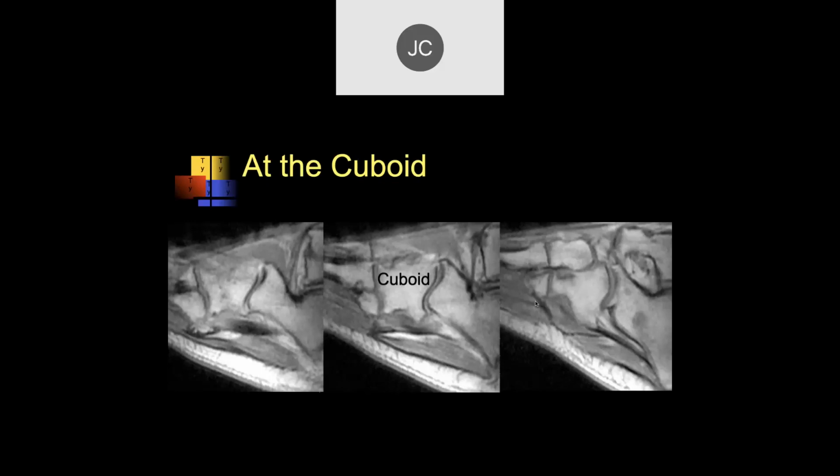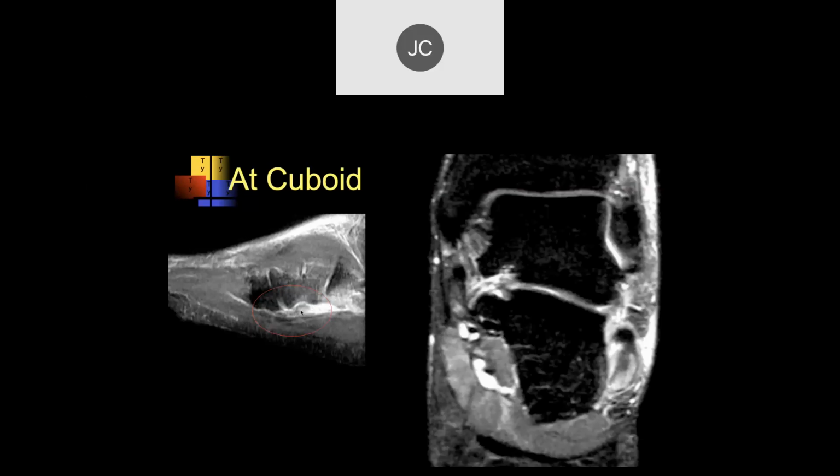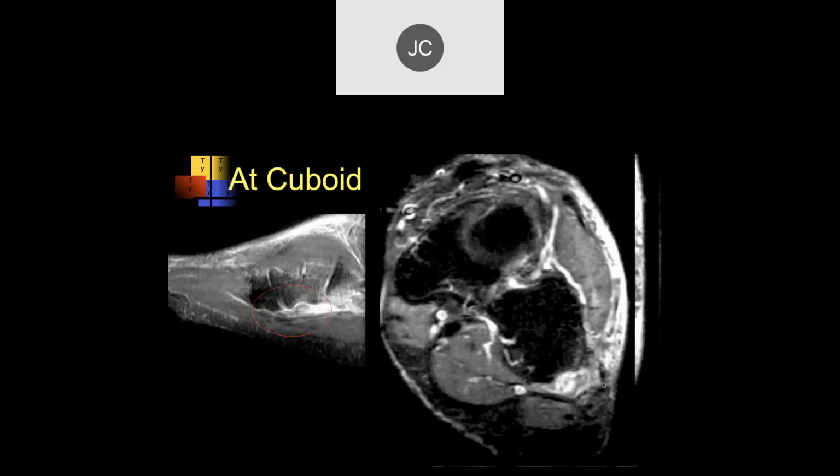And if we go to the sagittal images, you can see here's before you get into the cuboid, at the level of the cuboid, and then distally, you can see it's markedly thickened with increased signal intensity within it. So this is tendinopathy of the longus at the level of the cuboid. Same patient, we can see edema within that distal tendon. We can see it's thickened with edema here.